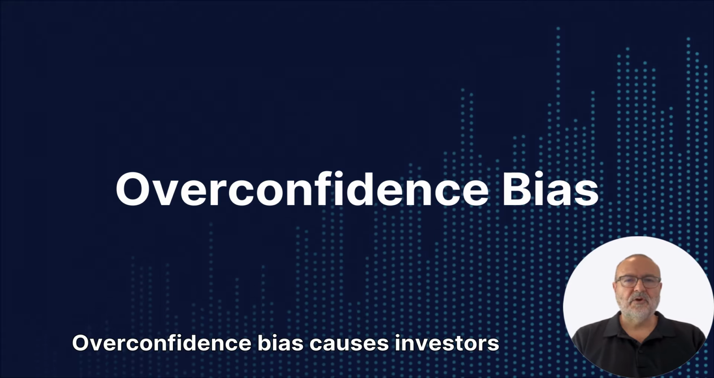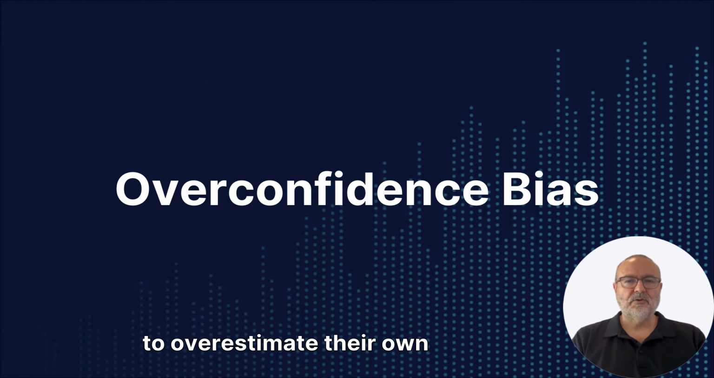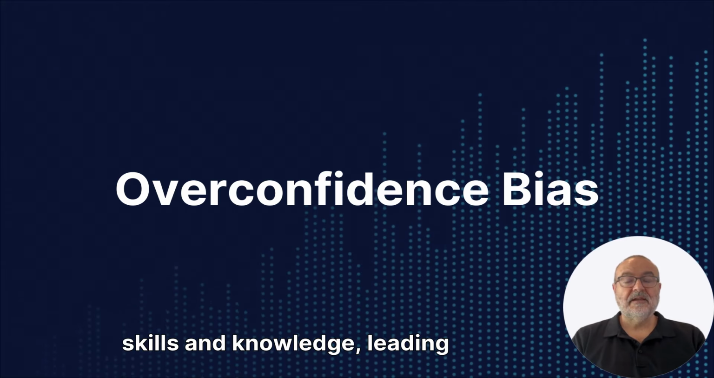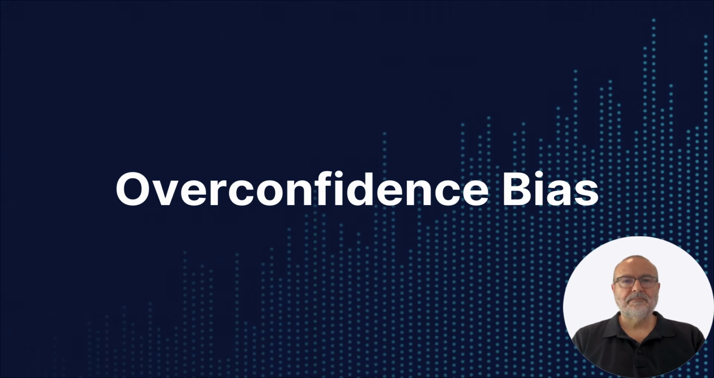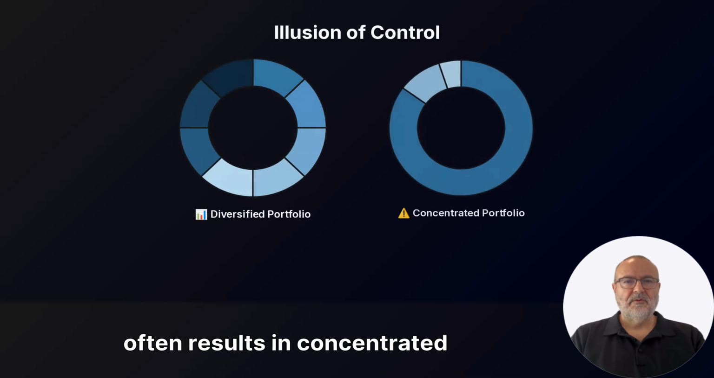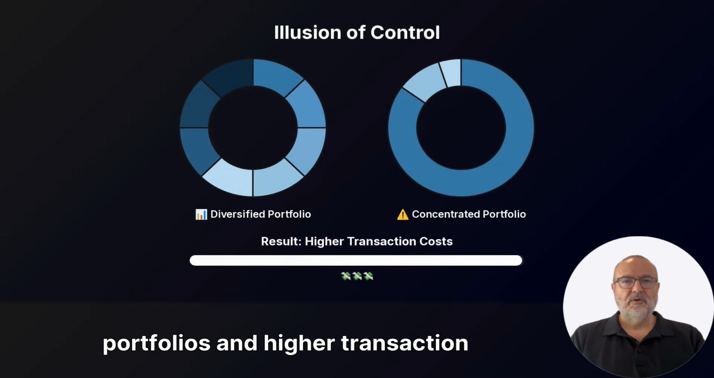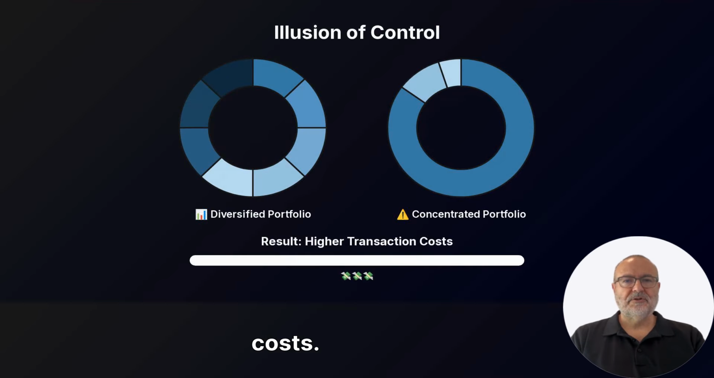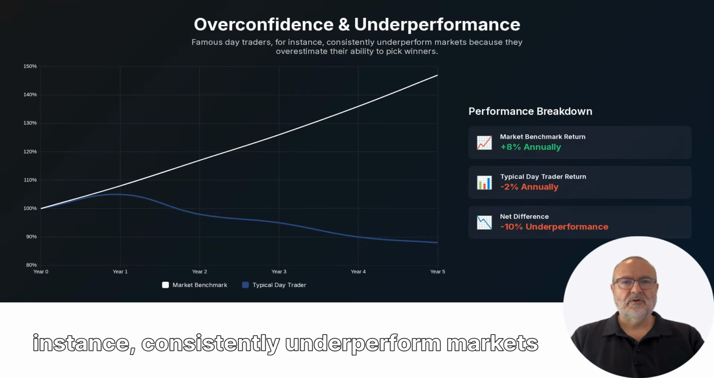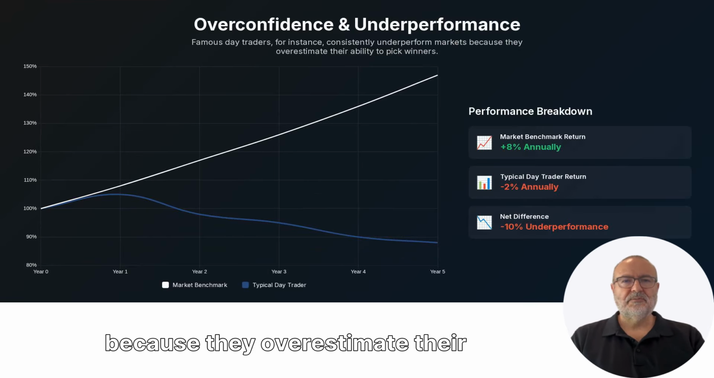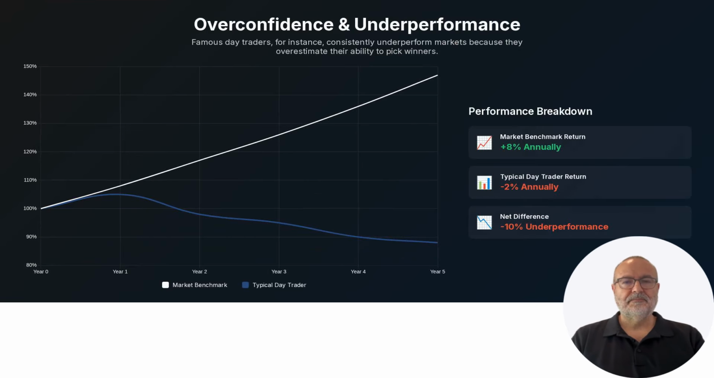Overconfidence bias causes investors to overestimate their own skills and knowledge, leading to excessive trading and underestimation of risk. This illusion of control often results in concentrated portfolios and higher transaction costs. Famous day traders, for instance, consistently underperform markets because they overestimate their ability to pick winners.